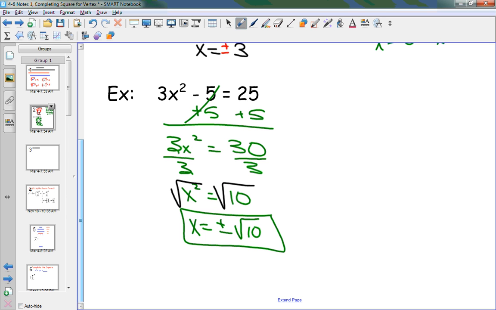No, because there are no factors of 10. Think of it this way. What are all your factors of 10? 1 and 10, 2 and 5. Is that number the same on any of them? So I can't reduce this, can I? Do we understand that, yes or no?